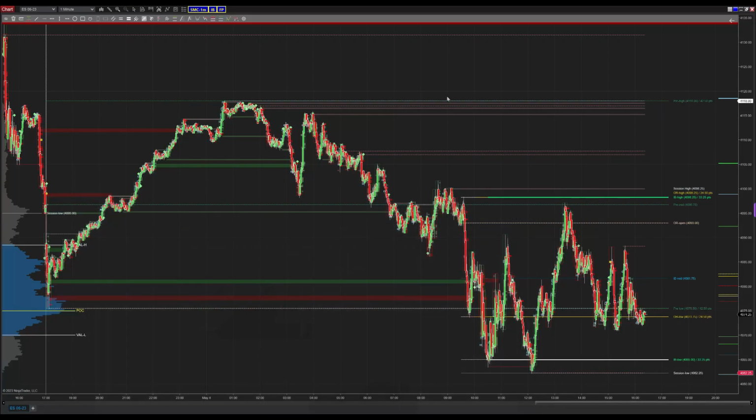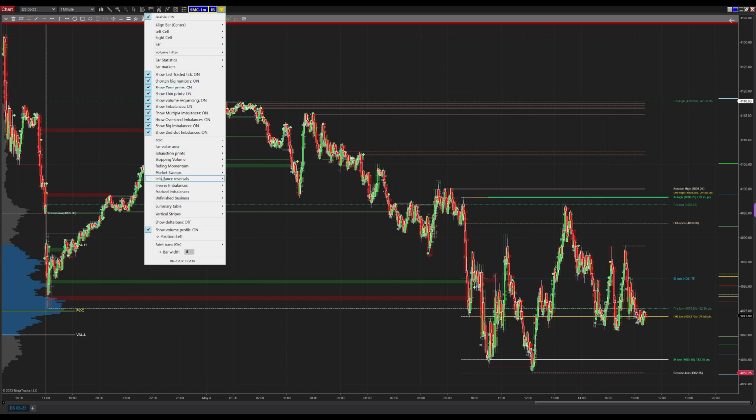Now I've condensed the chart down here so that they stand out, so you can really see it here, and we'll open them up in a second. But you see here now, we get to them a little bit differently. They're in this section here of bar markers, where we would go unfinished business. Of course, on or off, you can do until they're tested, until they're broken, or a number of bars.